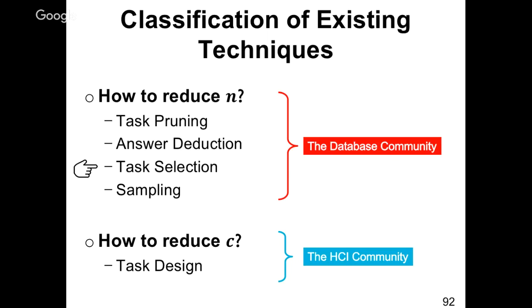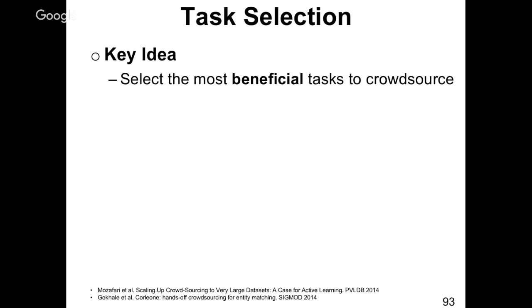So, another technique that can work for difficult tasks, we call it task selection. So the idea about task selection is you have a budget. Say you have 100 difficult tasks, but you can only afford asking the crowd to do 10 tasks. The question is how you can make the best use of this budget to decide which tasks you should ask the crowd to do. So that's the key idea of task selection. So what you need to do is to decide among these 100 tasks, which are the most beneficial tasks to crowdsource.